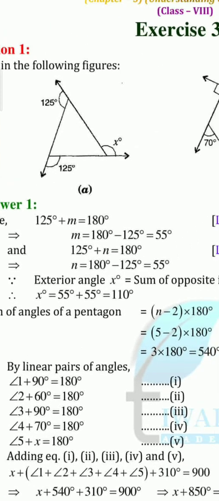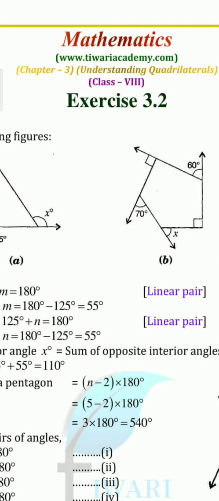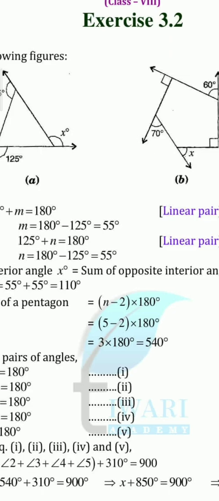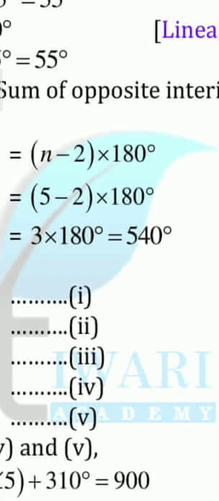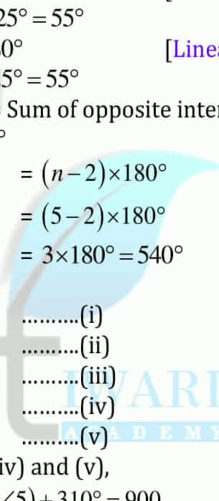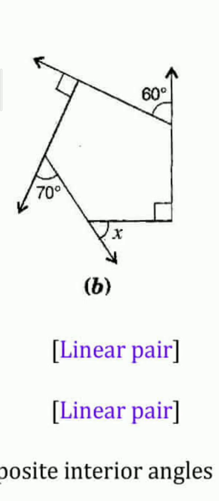Now you know there are 5 sides, it means it's a pentagon. Because it's a pentagon, you can easily find the total measurement. How? Number of sides minus 2 multiplied by 180. The number of sides is 5, 5 minus 2 is 3, 3 into 180, what's the answer you get? 540 degrees. Correct?